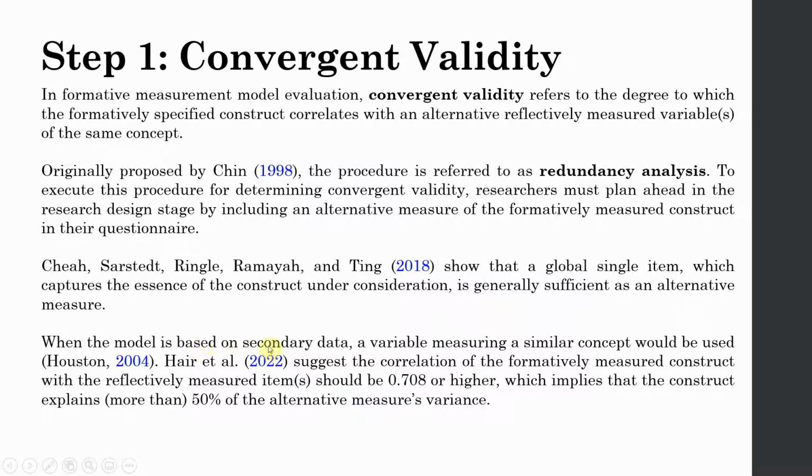Now, when the model is based on secondary data, a variable measuring a similar concept would be used. Now, Hair et al. suggest a correlation of formatively measured construct with the reflectively measured item should be 0.708 or higher, which implies that the construct explains more than 50% of the alternative measure's variance. Now, what do we mean by global item? It's an item that captures the essence of the construct that you have measured formatively.